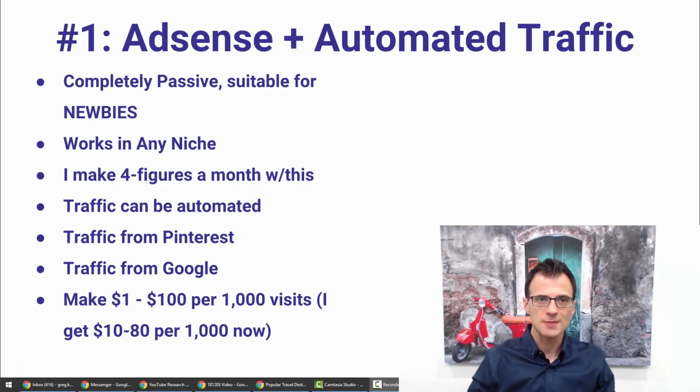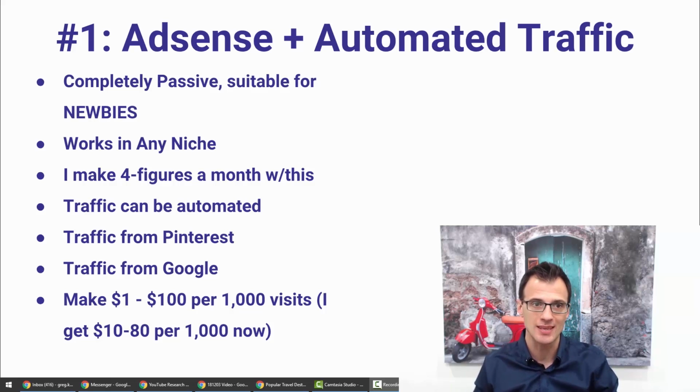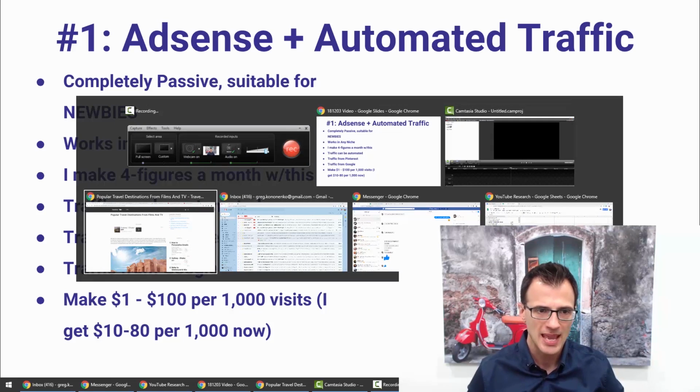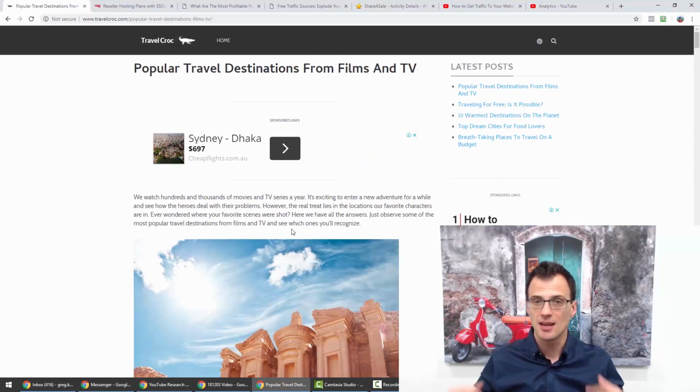Alright, so the first passive income idea is using Adsense and driving some automated traffic to pages with Adsense. I'm going to break it down for you step by step, show you a couple of examples here as well. So the reason why I like this is because it is completely passive and it is suitable for newbies. So let me show you one of my sites where I use Adsense currently, just to give you an idea in case you are completely new to Adsense and you don't know how it actually works.